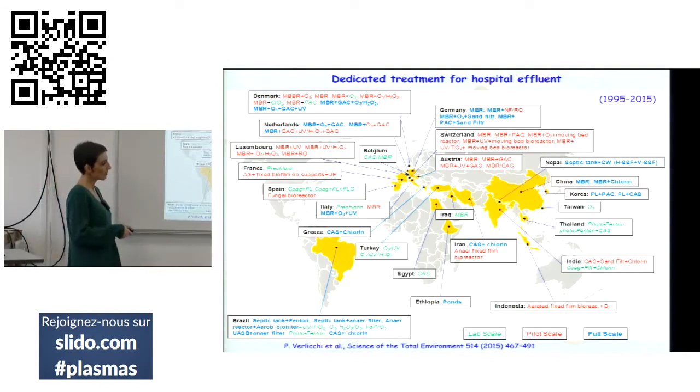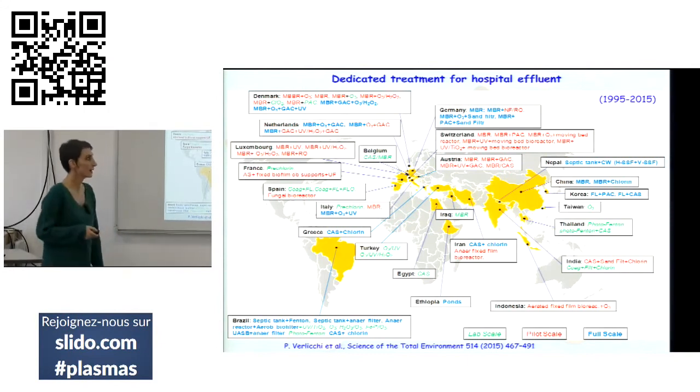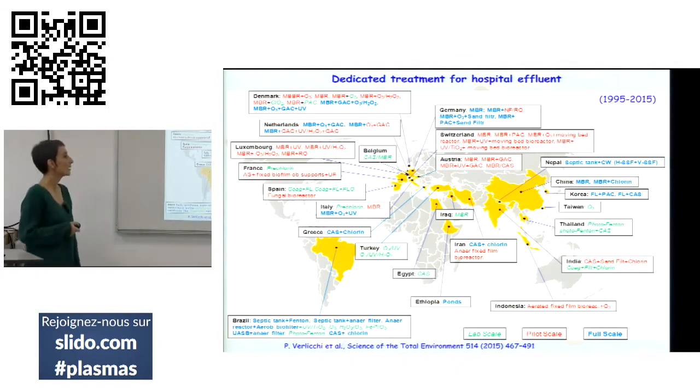It's taken from a relatively recent review, and it covers 2 decades of research worldwide. Of course, classical treatments are investigated, but also advanced oxidation processes, such as ozone combined with UV radiation or with hydrogen peroxide and UV, and photo-Fenton processes and so on.